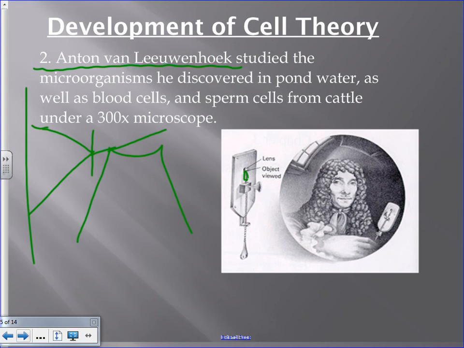Anton von Leeuwenhoek looked at cells while they were alive, and he was able to discover a lot of interesting things about what cells do and where cells are. And he found that cells were basically everywhere. He looked at pond water, he pricked his finger and looked at blood cells. He got sperm cells from cattle somehow.